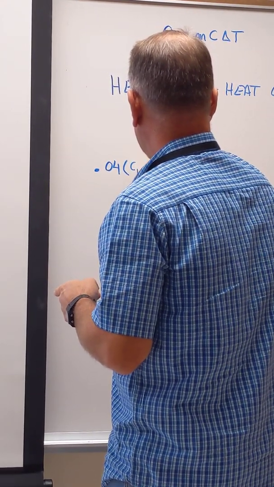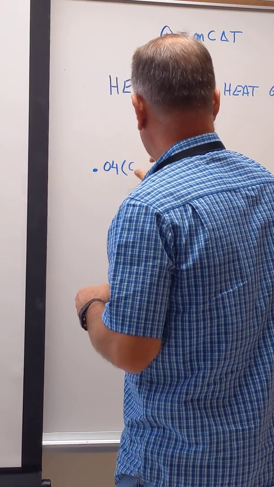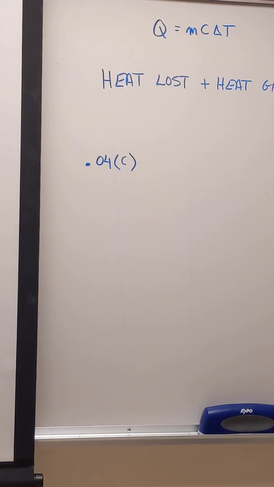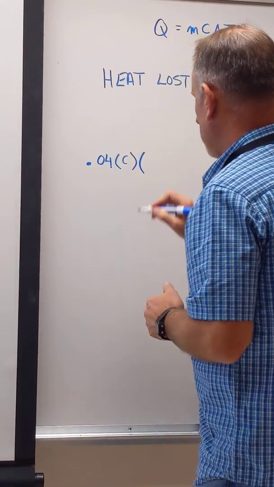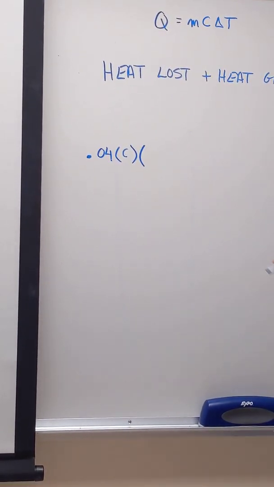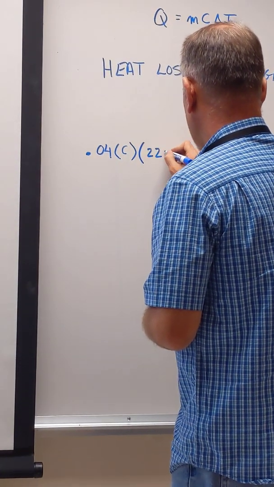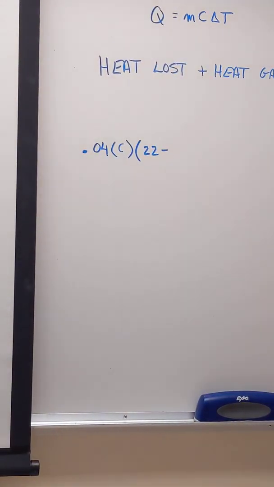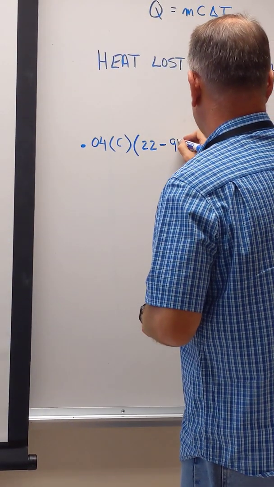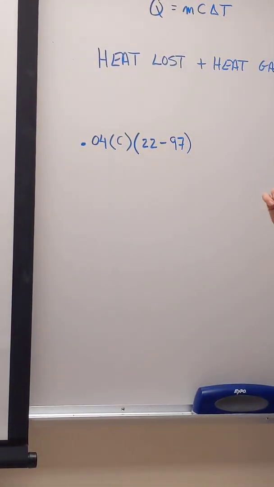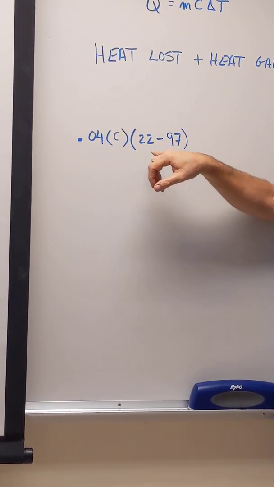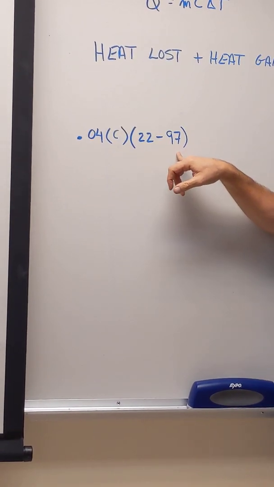times specific heat capacity, I'll just call it C. We actually don't know what it is. That's what we're trying to find, correct? Correct. And what is its final temperature? 22 degrees. And where did it start? 97, right? So the reason I like to do the problems like this is that it's always T final minus T initial.